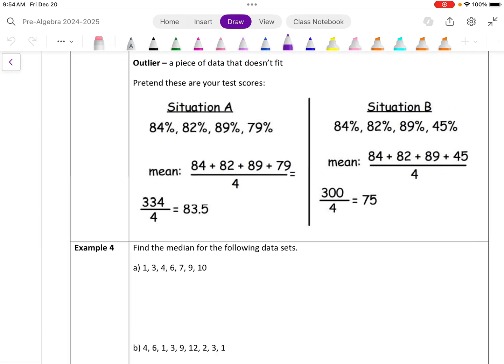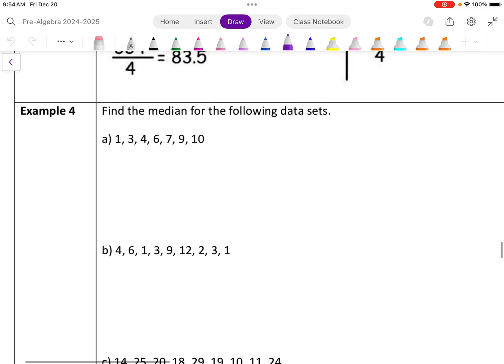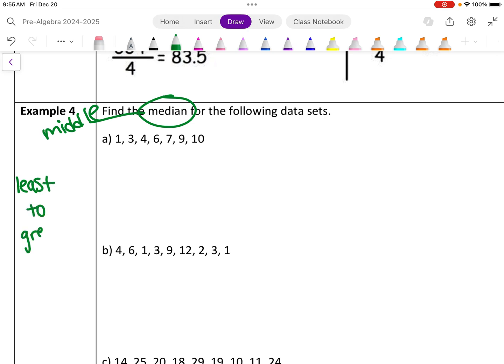Okay, so today you're gonna find 2 other ways to find something that can stand for the center of data. So instead of adding them together and dividing by the number of things, we also have something called the median. Okay, the median is the middle of our data. So what you need to do is line everything up from least to greatest and find the middle.